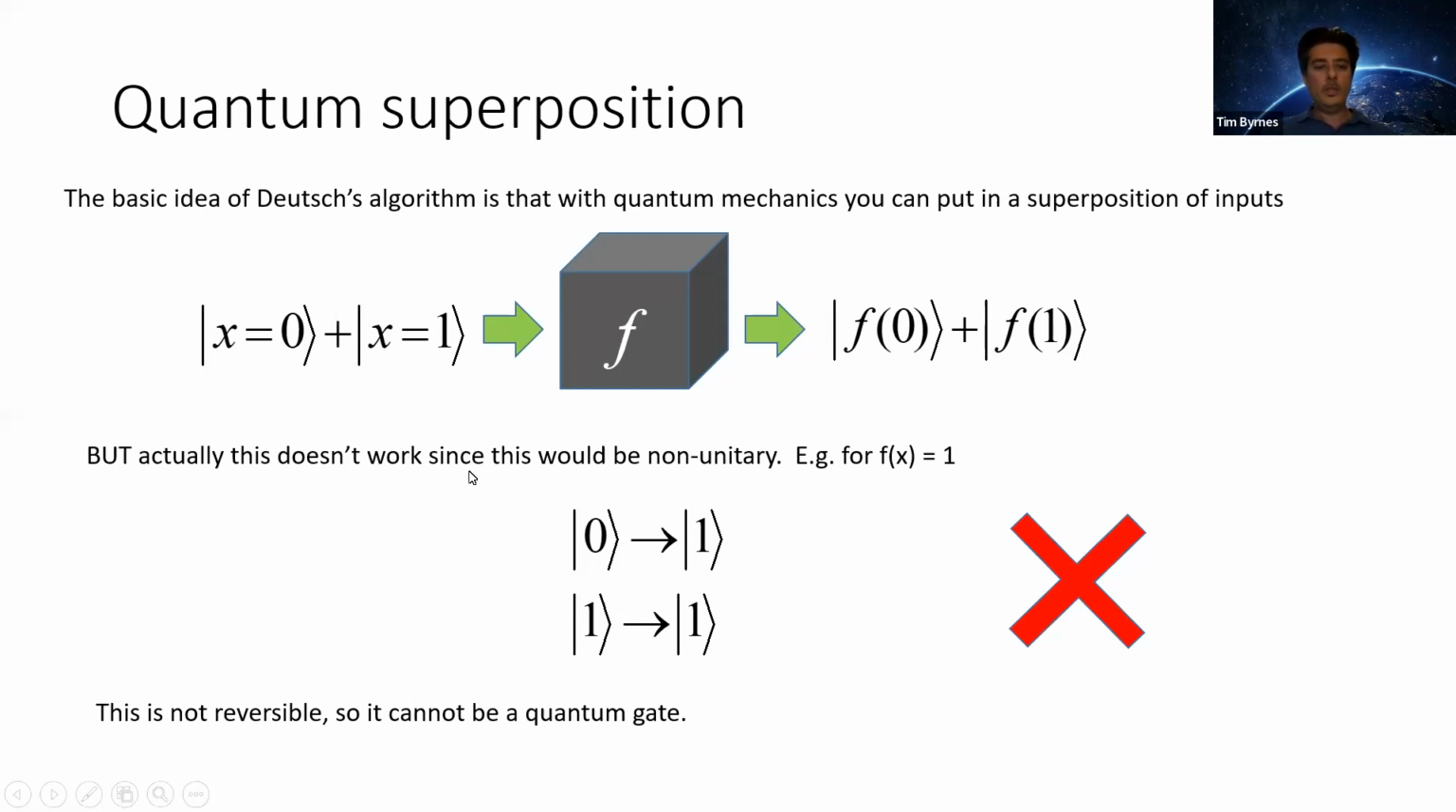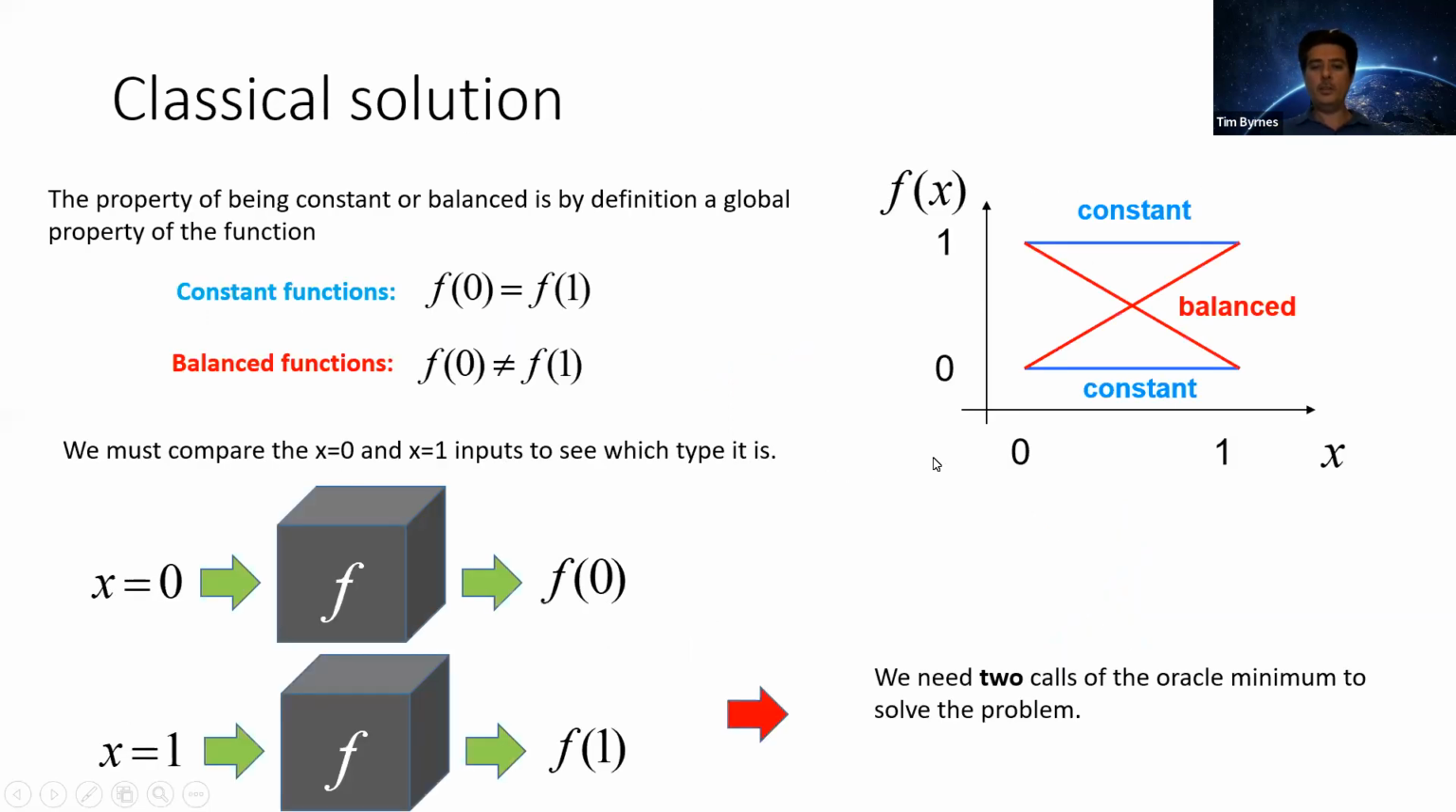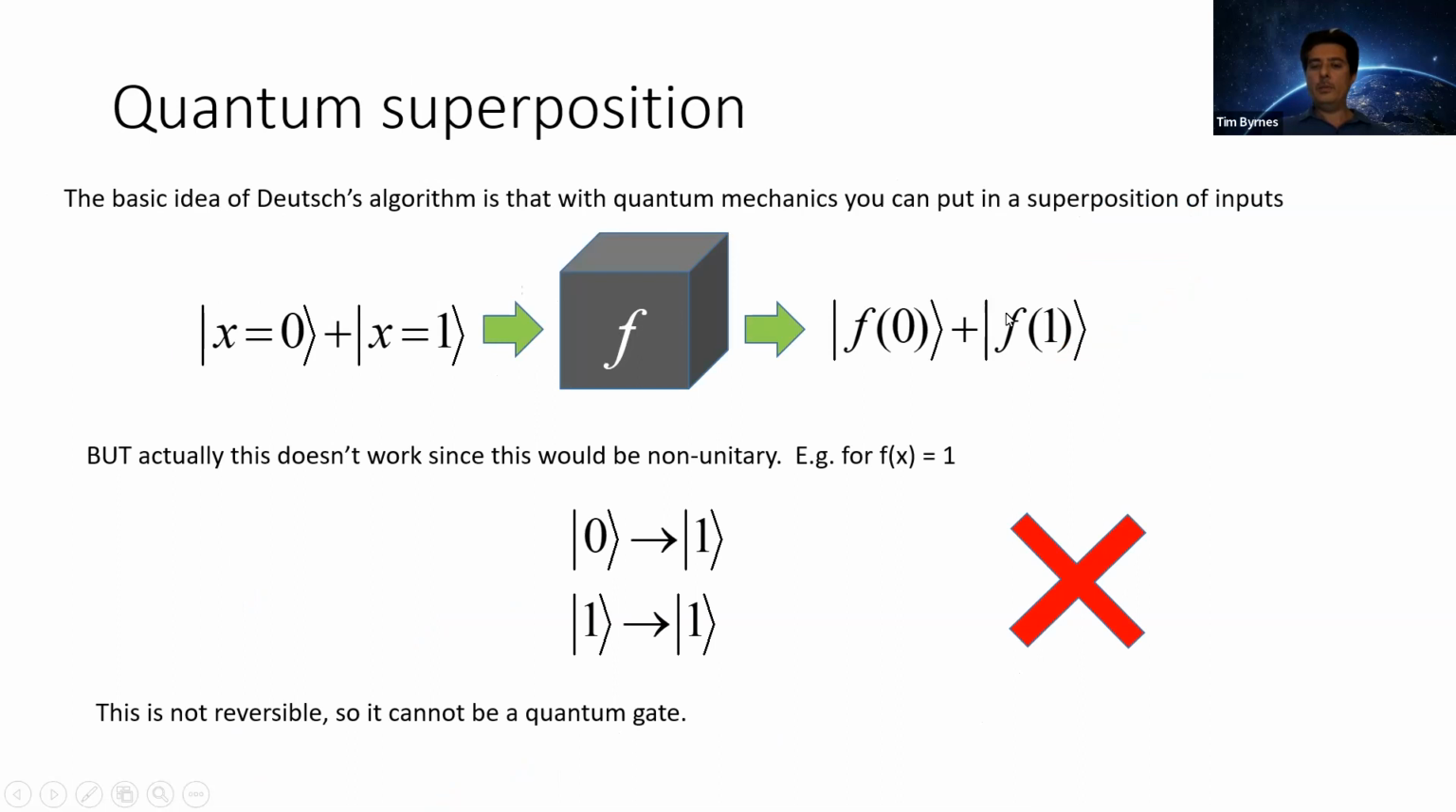Another problem is that producing such a box, some of these are non-unitary operations. So for example, if you put in 0 plus 1, and let's say we've got this function f of x is equal to 1, so basically the output is 1. Then we're going to end up with a bit of a problem here, because f of 0 is equal to 1, f of 1 is equal to 1, so both of them are equal to 1.